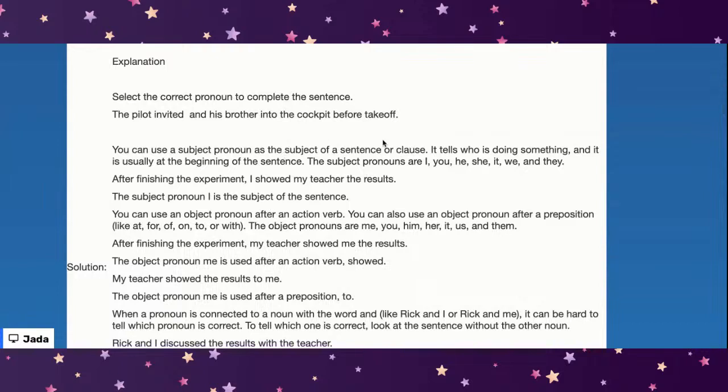So these are the different types of subject pronouns we have: I, you, he, she, it, we, and they. And then the object pronouns we have: me, you, him, her, it, us, and them. So you have to make sure that you take absolute caution when you are answering this test. Okay, so let's move on to the next lesson.